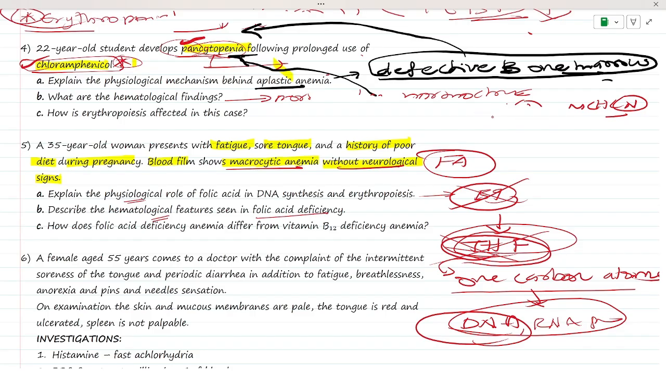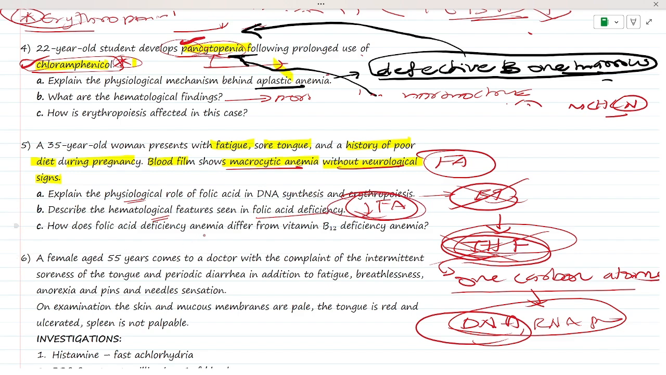Now, describe the hematological features seen in folic acid deficiency. We have discussed the hematological features in B12. We can write it here also, but we can change it, that there are decreased folic acid levels here. In place of vitamin B12, there is decreased folic acid, and everything else is the same here. MCV is increased and erythropoietin is increased, but folic acid is decreased here.